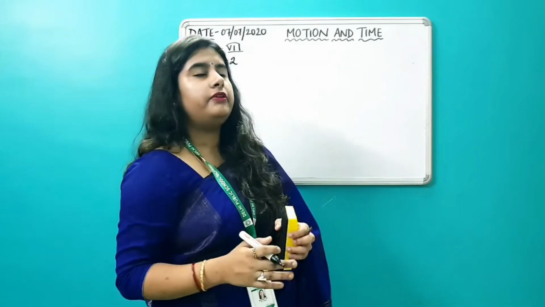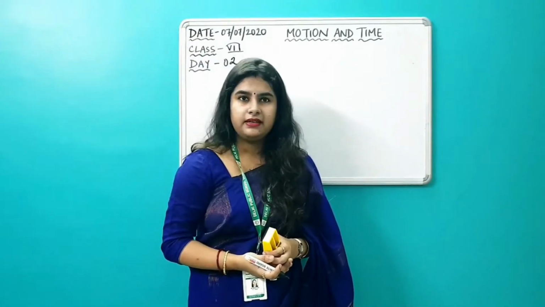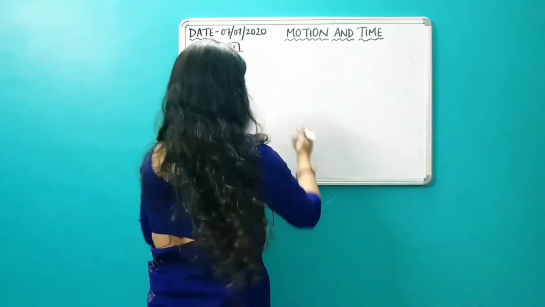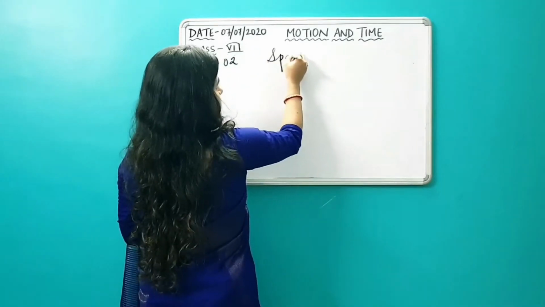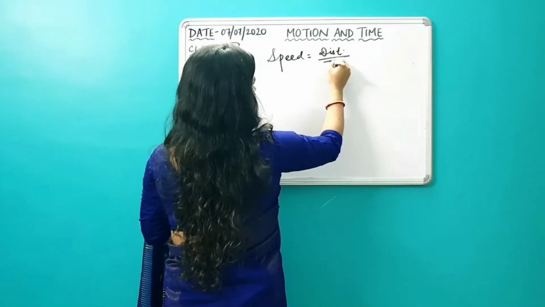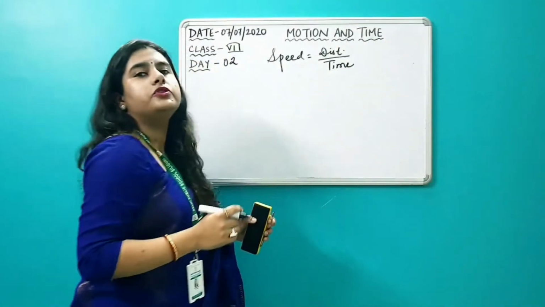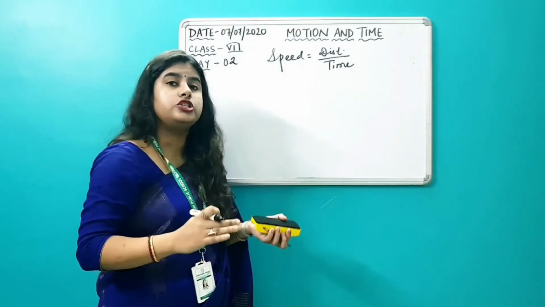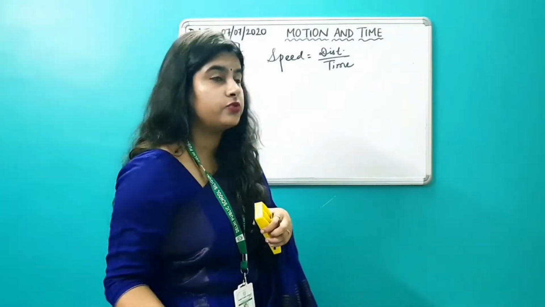So basically we will be doing numericals on speed right now. Speed is equal to distance by time, as I told you. Let us come to the units, the units that we use, which unit you need to convert, and how you have to convert.